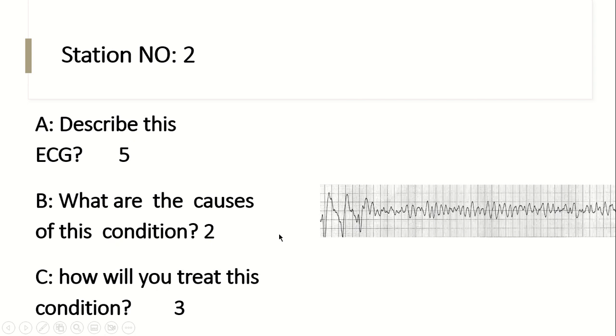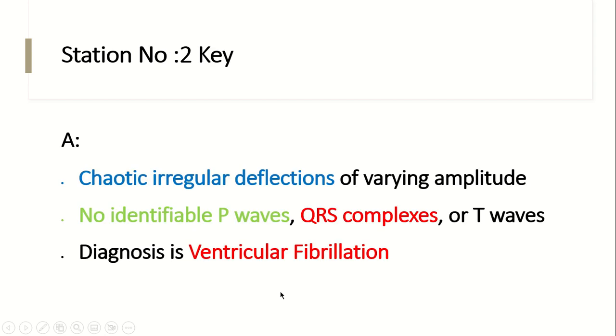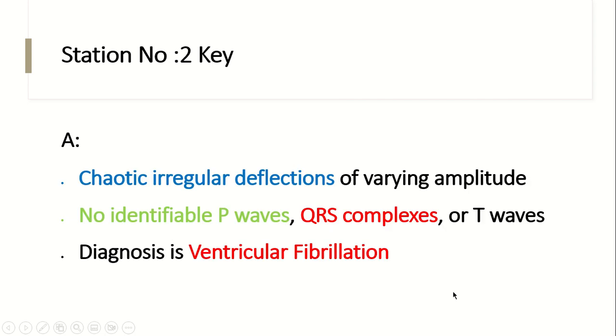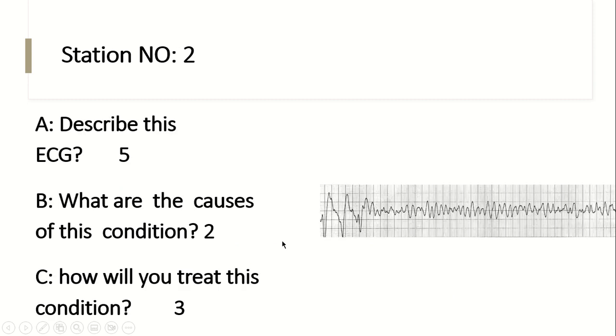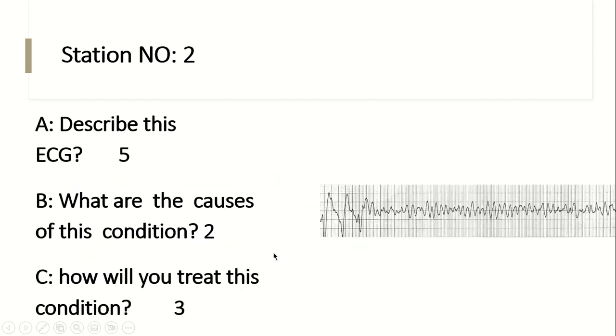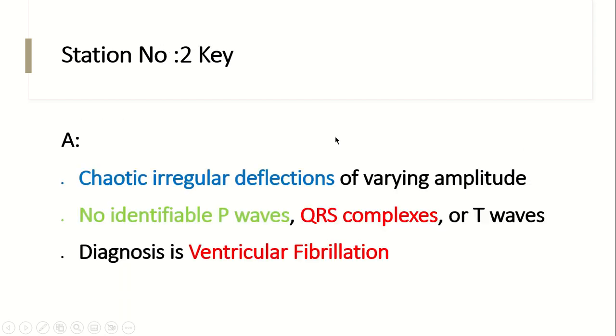describe this ECG. What are the causes of the condition depicted by this ECG, and how will you treat this condition? As you are seeing, the ECG pattern is chaotic, with irregular deflections of varying amplitude. There are no identifiable P waves, QRS complexes, and T waves. So the diagnosis of this ECG pattern is ventricular fibrillation because there is no pattern of P waves, QRS complex, or T waves.